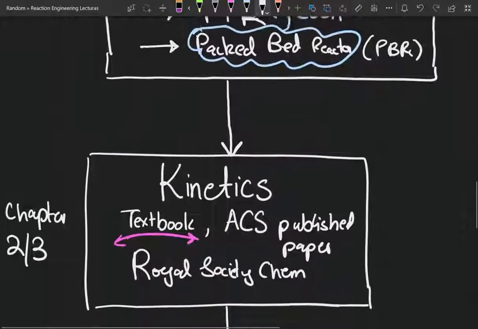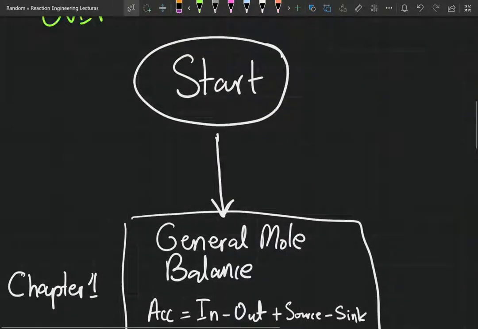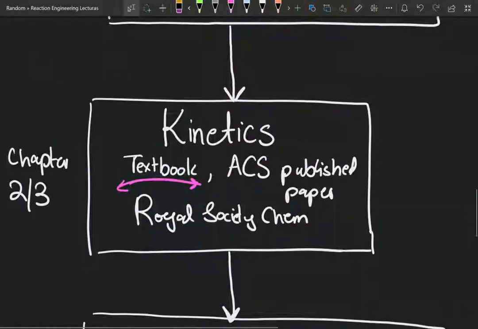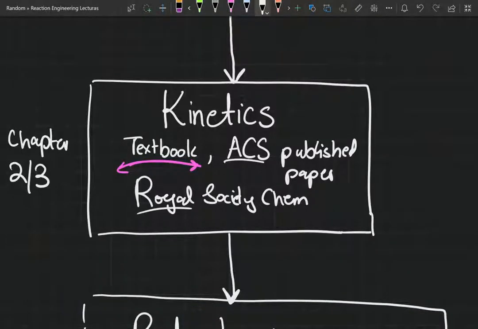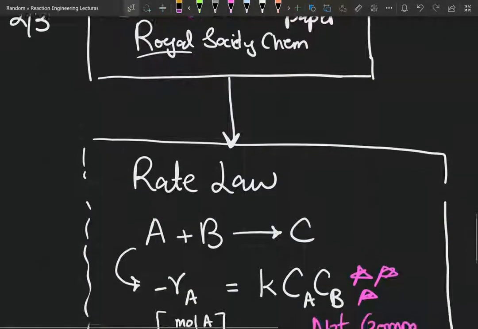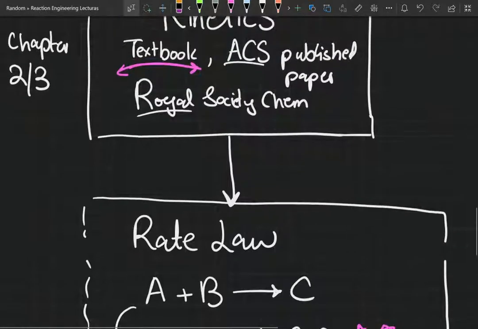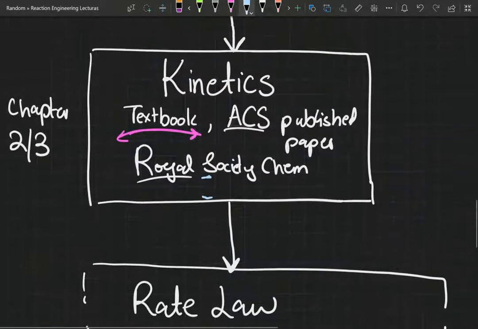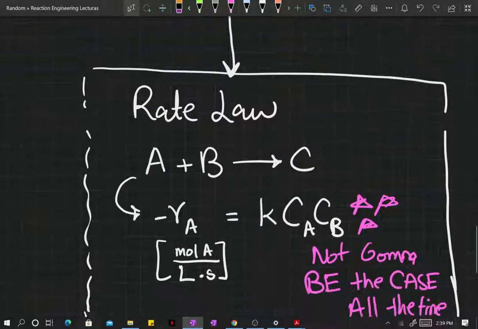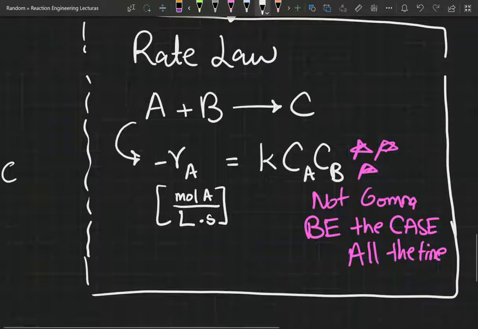All right, so just to give you a quick recap so far: start, general mole balance, what's your reactor configuration looking like, kinetics, find that. Probably it's already given to you in your textbook, or you might need ACS or Royal Society of Chemistry journals, because that's where all the kinetics are usually recorded and published. You might even need to do experiments. You might sometimes need to do experiments, so we'll add that here as well. Experiments, a bench scale experiment. All right, and this step shall be covered entirely in chapter 3.